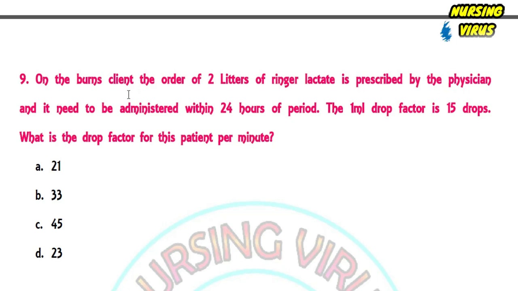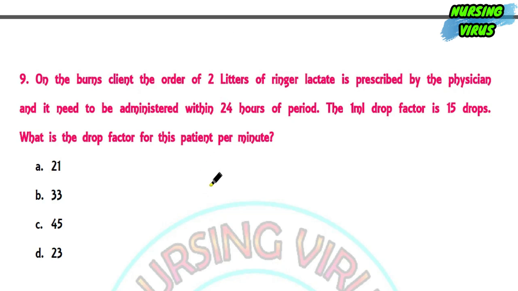So the next question. For a burns client, 2 liters of Ringer lactate is prescribed by the physician and it needs to be administered within a 24-hour period. The drop factor is 15 drops per 1 ml. So what is the drip rate for this patient per minute? So the options are 21, 33, 45 and 23.